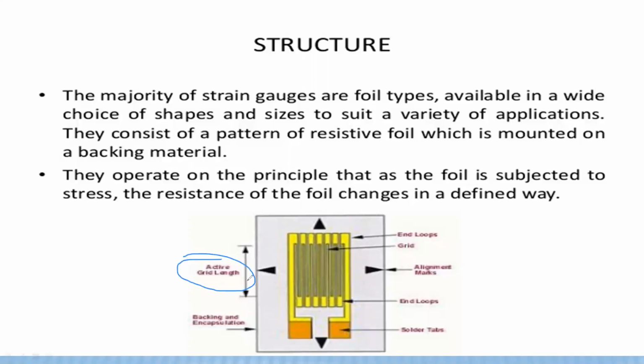So the active grid length is to be varied whenever we apply the loads on these strain gauges. The active grid length is varying, so automatically it will generate the resistance.